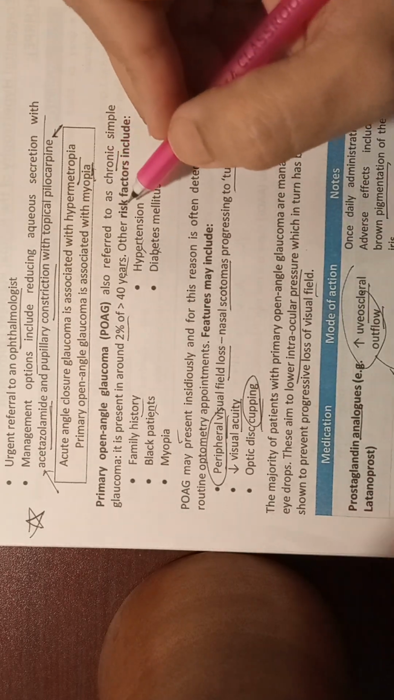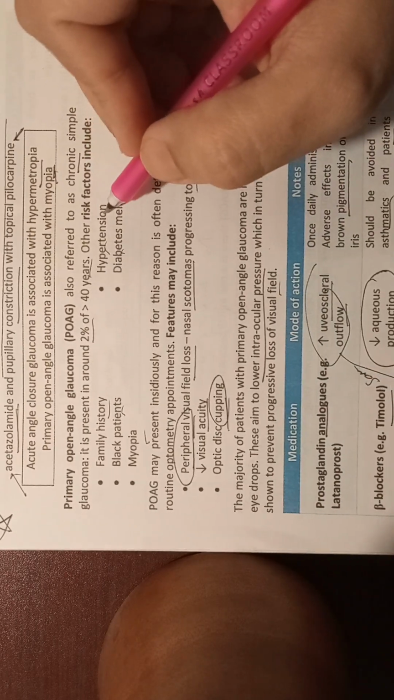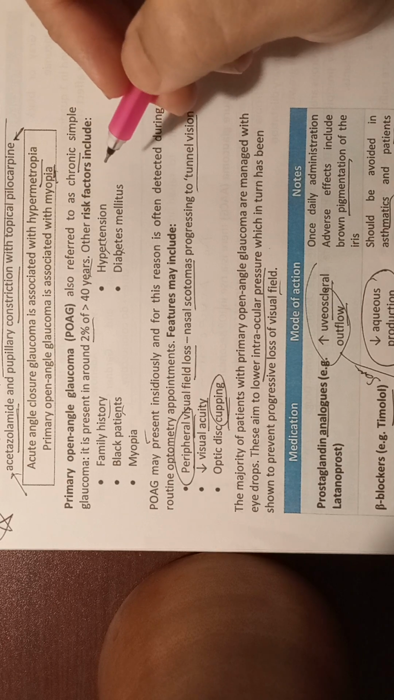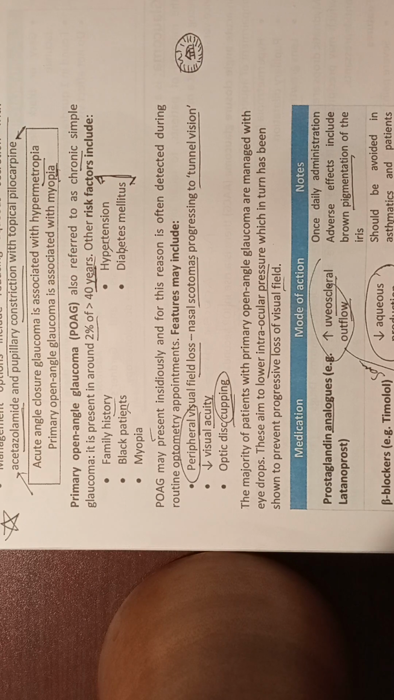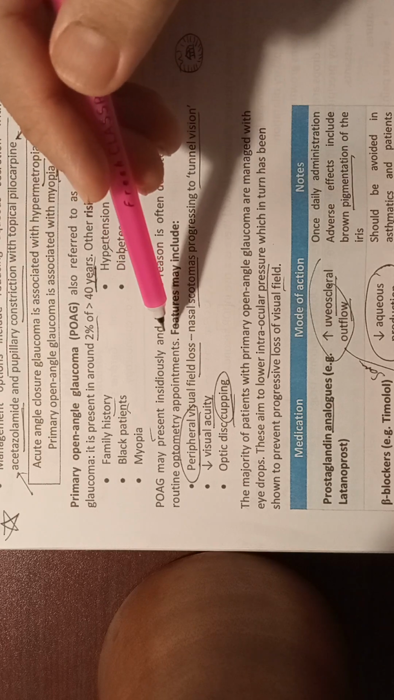So next is primary open angle glaucoma. POAG is referred to as chronic simple glaucoma, and it's present in 2% of people over 40 years old. Previously it was not mentioned how common the other one is. Age is the major risk factor, along with family history, black patients, myopia, hypertension, and diabetes mellitus. Since it's related to two very common diseases, hypertension and diabetes, this can be more common. It may present insidiously, and for this reason it's often detected during routine optometry appointments.